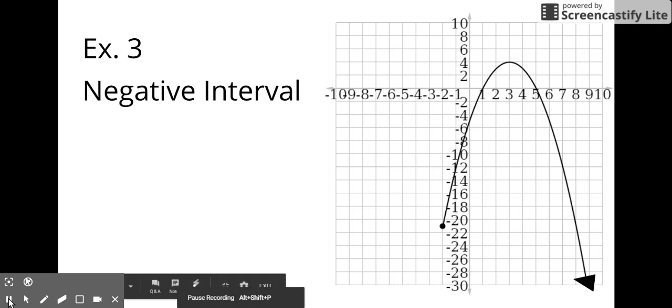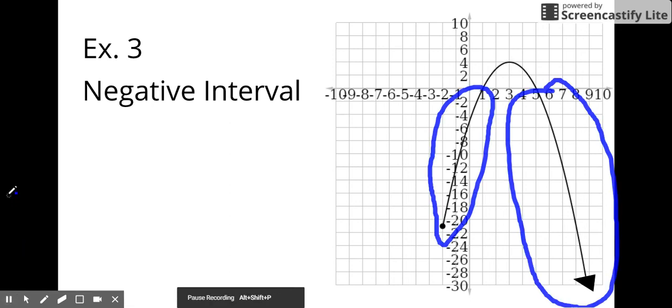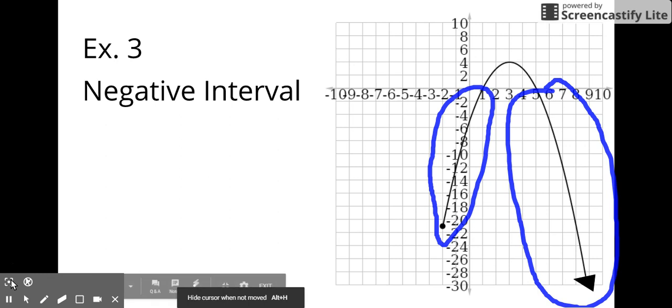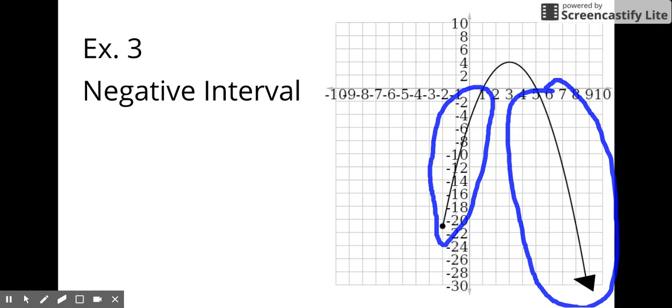For your negative interval, we're going to look at where your graph is below the x-axis. So in blue, I circled the two pieces that are negative, and notice that this is a different case, right? Like right here, we have this closed circle that doesn't continue on. So that means that one of our intervals is going to have a less than or equal symbol because this y value is definitely negative, and that occurs at x equals -2.